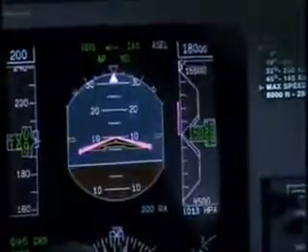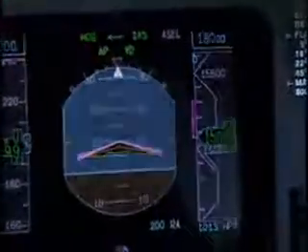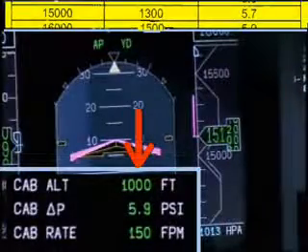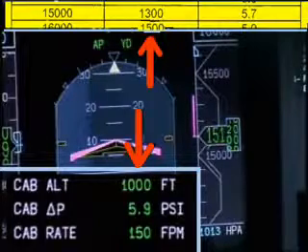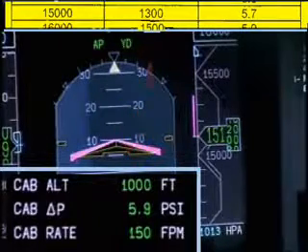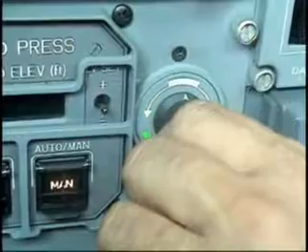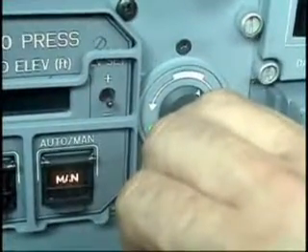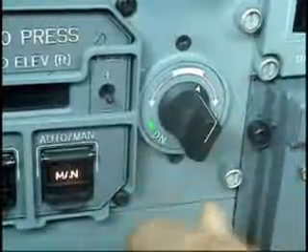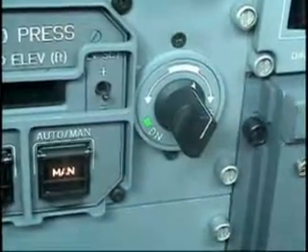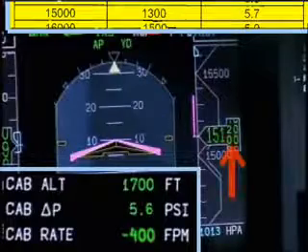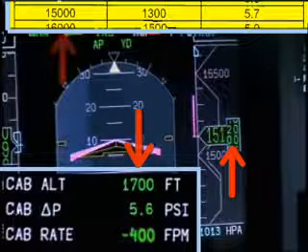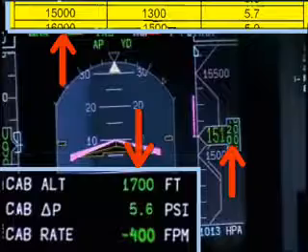So, if you're crossing 15,000 feet and your cabin altitude indicates 1,000 feet, but the table tells you your cabin should actually be at 1,300 feet, you can increase the cabin rate by rotating the manual controller just a little bit clockwise. This will put the cabin back to the proper delta P. Conversely, crossing 15,000 feet at 1,700 feet cabin altitude requires you to reduce the cabin rate.